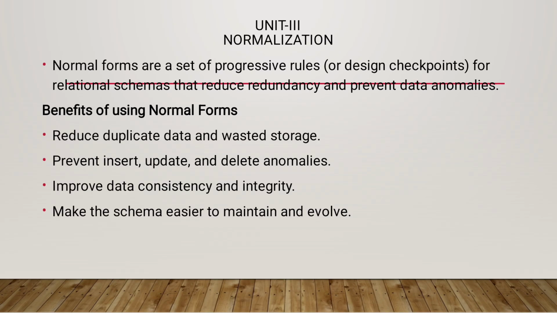Unit 3 Normalization. Normal forms are a set of progressive rules for relational schema that reduce redundancy and prevent data anomalies. That is, the process of organizing the data and attributes of a database. It is performed to reduce data redundancy in a database and to ensure that data is stored logically.